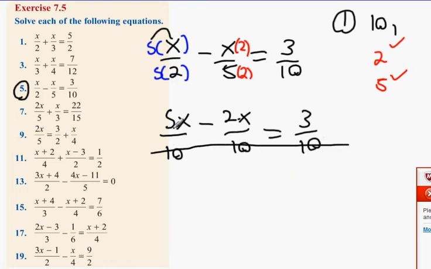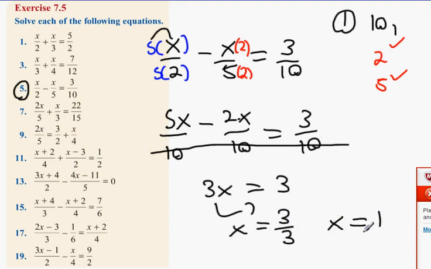And what do we have left? 5x minus 2x equals 3. What's 5x minus 2x? 3x equals 3. And where does this 3 go? 3 divided by 3? 1. That's how you do them.